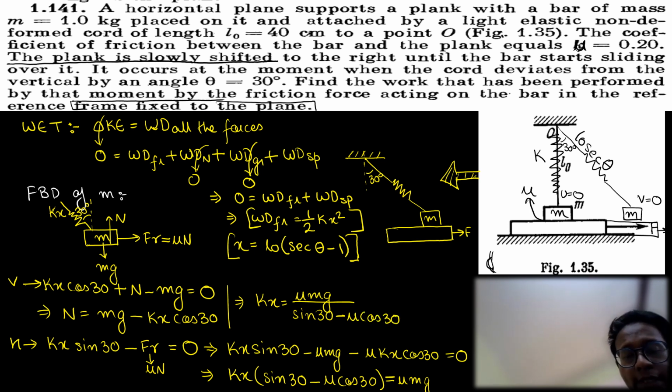Now what I'll do is find out the value of half kx square. Work done by friction force is nothing but half kx square. I'll use this equation and this equation. These three equations I'll use, where theta out here is nothing but 30. It is given in the question. So using these three equations, I'll find out the work done by friction force.